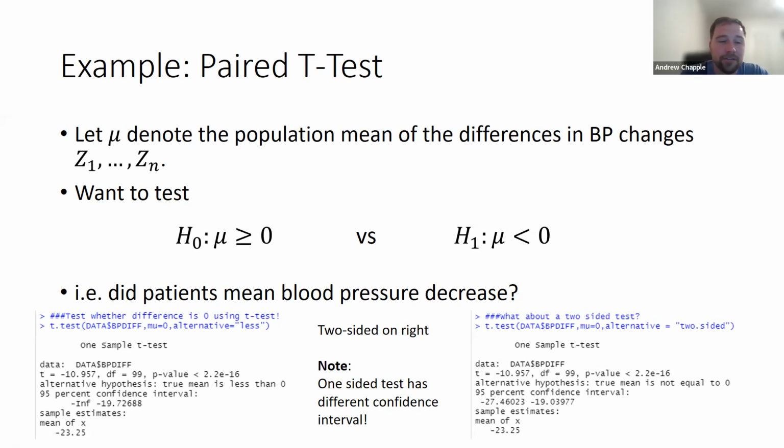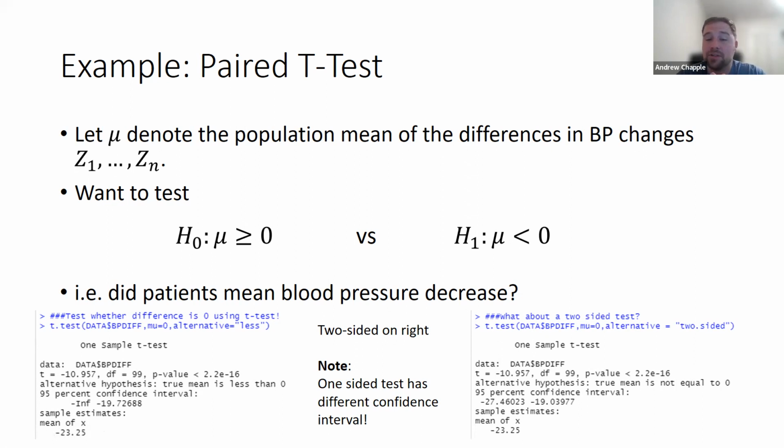I can also get a confidence interval from here. You can see here, the confidence interval goes from negative infinity to negative 19.72. So that's saying that the mean blood pressure change, not only is it negative, but most likely it's bigger than negative 20 here. And this is my sample estimate, the mean of x. You can see that at the bottom, it's negative 23.25. So the average blood pressure change, just the simple average, is negative 23.25.